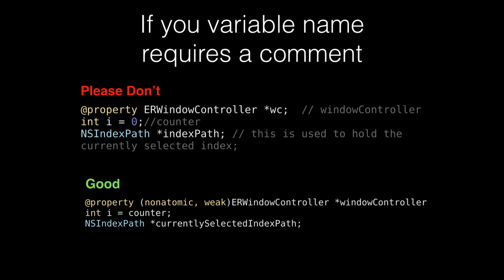So in this case, we have a very abbreviated variable name. We have a counter and another index path, and it doesn't really tell us a whole lot. And whenever I see a variable and there has to be a comment to explain what it does, you could usually just bake that comment right into the variable name.